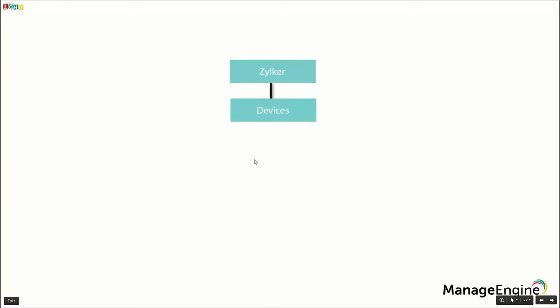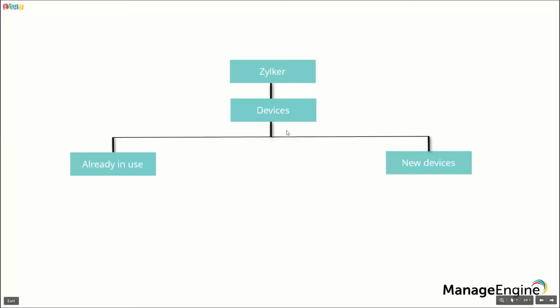So I've taken a use case like this. Let's say I work for an organization called Zilker, and my management has a requirement of onboarding devices which are already in use, and also they have a plan of onboarding a couple of new devices, like the corporate devices for the employees, and I need to onboard them as well. I need to enroll these devices too. So let me take one by one. Let me first show you how you can enroll devices which are already in use.